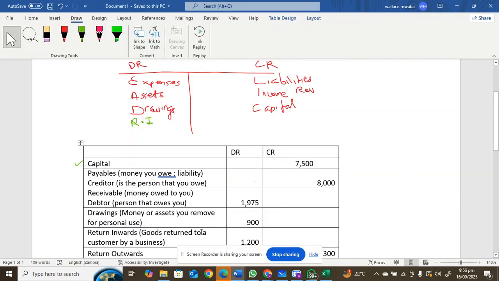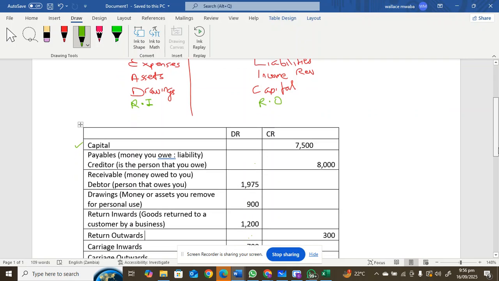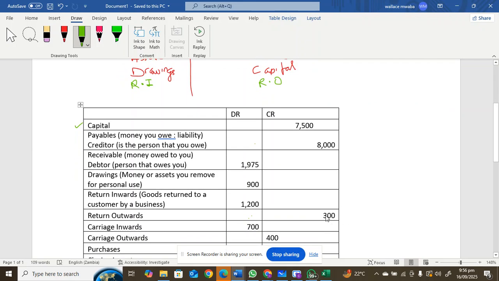So, return outwards, also called purchases returns, is a contra expense. Expenses increase with debit, so a contra expense is on the credit side because it reduces the expense. Return outwards or purchases returns reduces our purchases expense. So return outwards in this case is in the correct spot on the credit side.